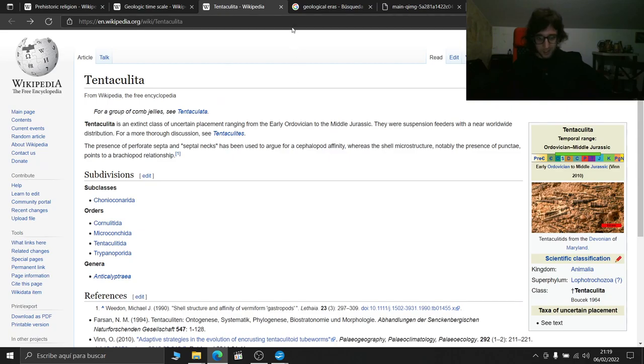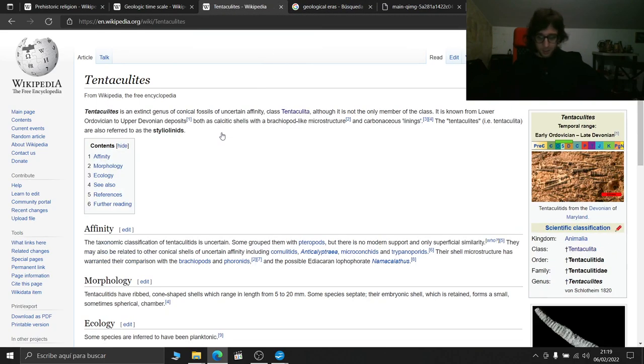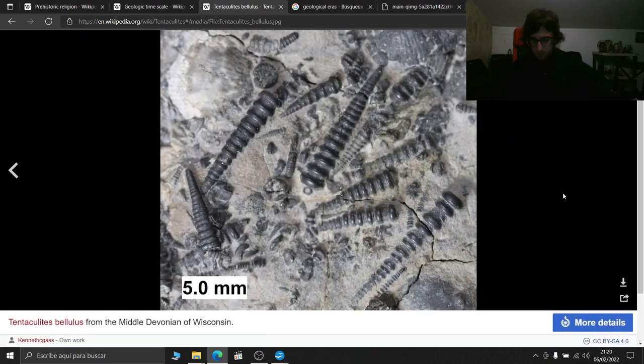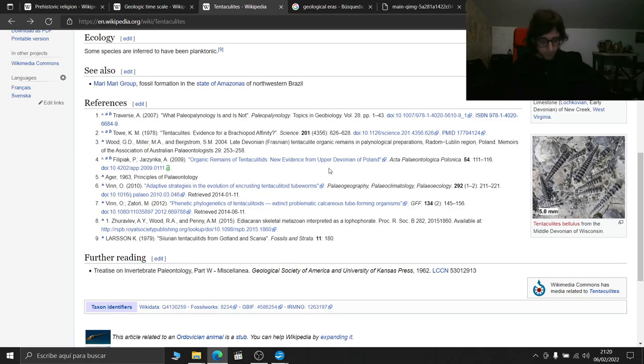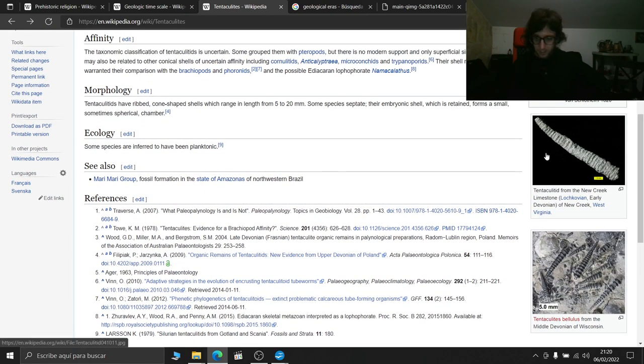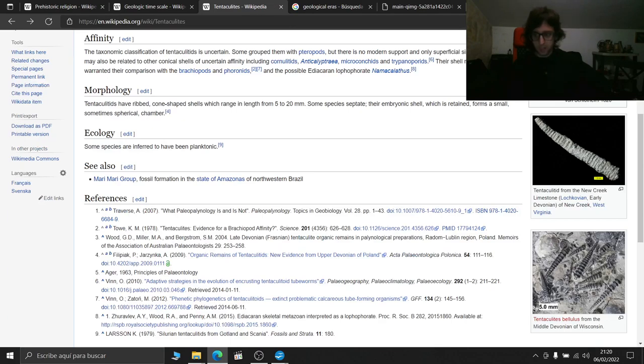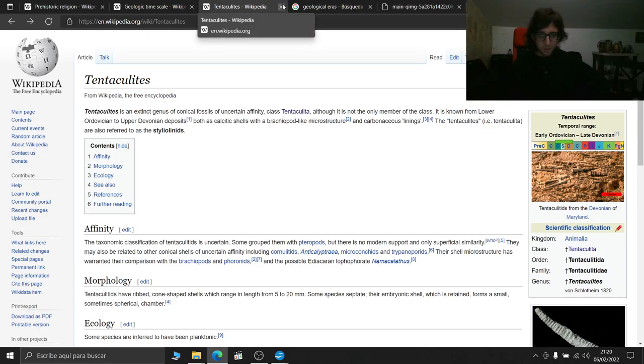Tentaculitids, I was thinking in tentaculides. Interesting. I was thinking of a kind of, I don't remember the name in English, octopus. I was thinking a kind of octopus.